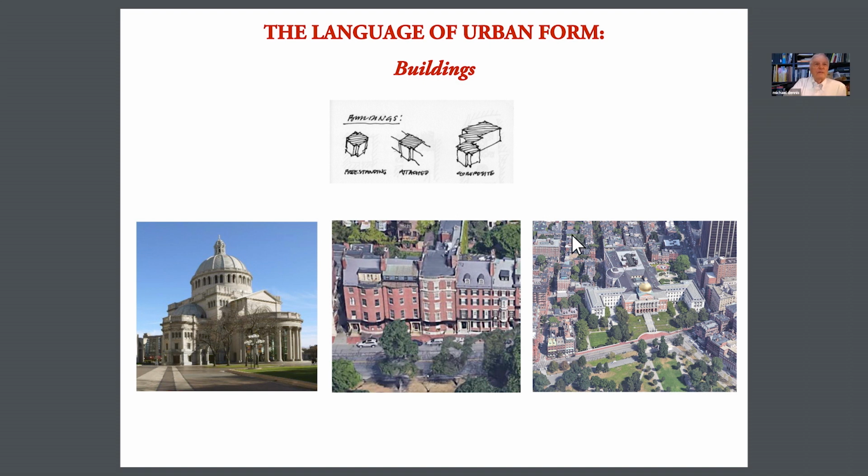Here are the three examples of freestanding, attached, and composite buildings. This is the Christian Science Church in Boston. These are houses along the edge of Beacon Hill. You can see they're all party wall houses. They're relatively narrow. Boston was planned fundamentally on a 25-foot module, but that varies considerably.